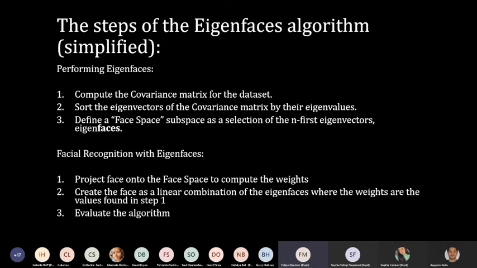So the actual Eigenfaces algorithm, a simplified version of how it works. First of all, we compute the covariance matrix for the data set. We then sort the eigenvectors of the covariance matrix by their eigenvalues in descending order, and we define a face space where we choose the, let's say, n first eigenvectors, and the eigenvectors of our faces dataset are then called eigenfaces. And we can then use this subset to project a face onto the face space and create a combination of eigenfaces that will represent this face.